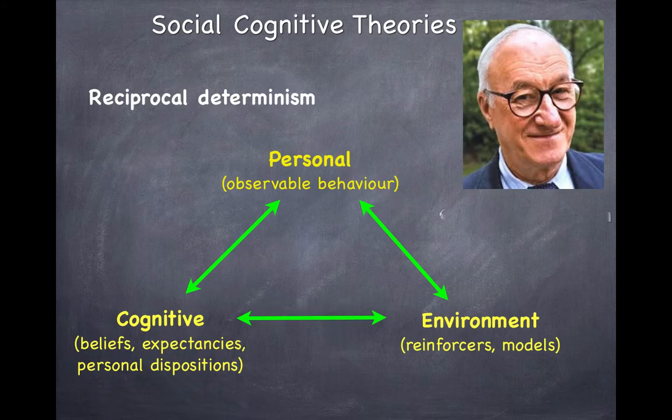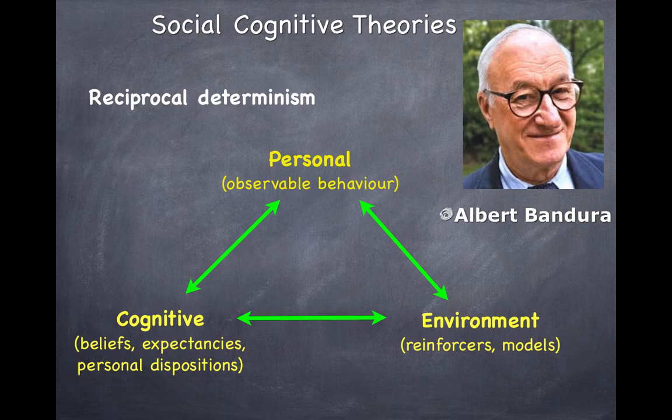Now, here we have Albert Bandura. He was a social psychologist, did a lot of work in the area of social psychology and child development, but he also entered into this field of personality. And he looked at what was called reciprocal determinism, the influential mutual relationship among behavior, cognitive factors, and environment.